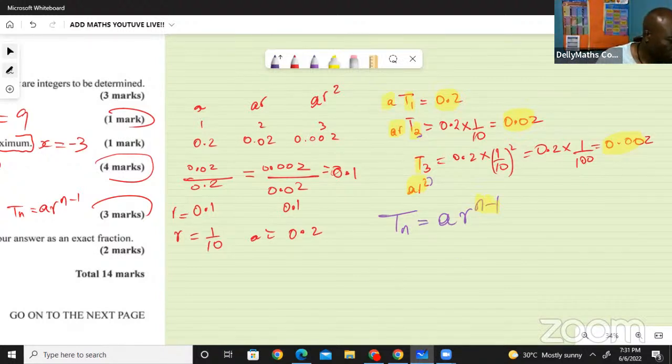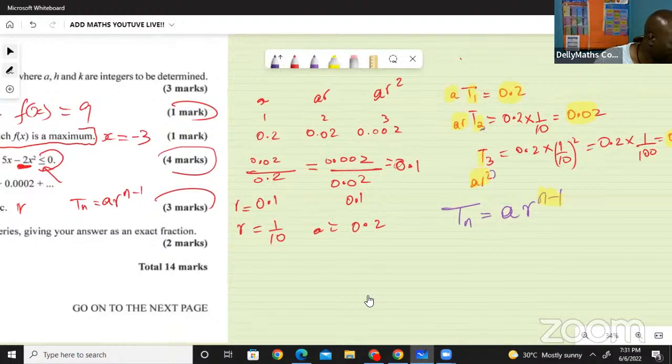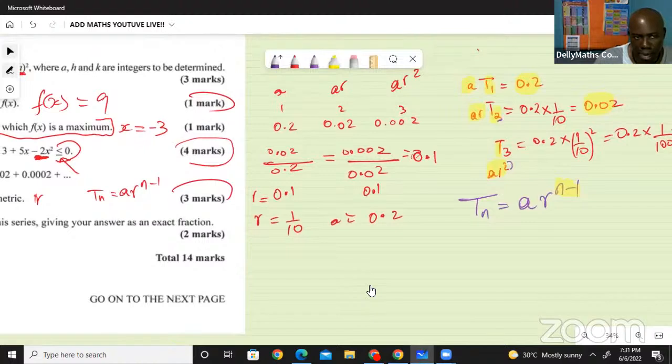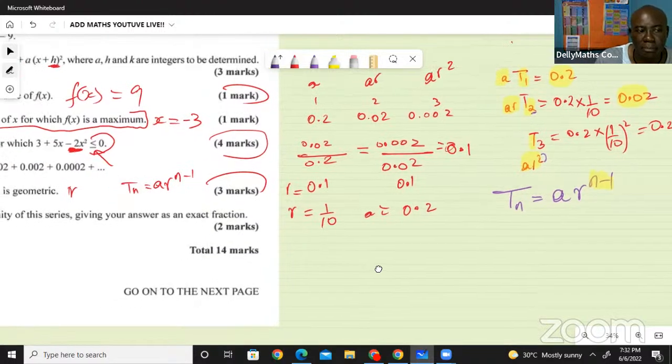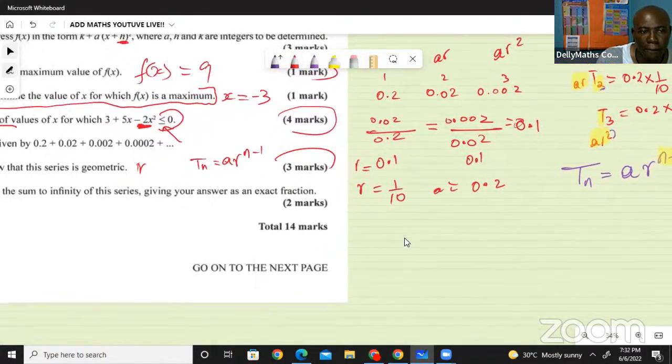All right. So this is good right there. So we identify the first term, identify the common ratio, and then show that, look here, the nth term is equal to a r to the n minus 1, because we were able to deduce that right there from that.